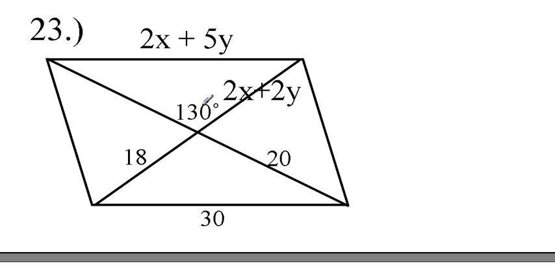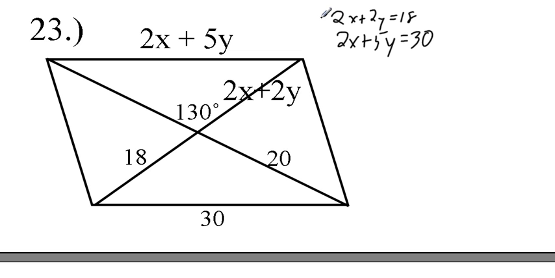is first, this 130-degree angle shouldn't even be here. I don't know what it's doing there. Yeah, it doesn't matter. It's not affecting us. So what we have to do is set up a system of equations. So I'm going to say 2x plus 2y is equal to 18, because the diagonals bisect each other. We also know opposite sides are congruent, so 2x plus 5y equals 30.